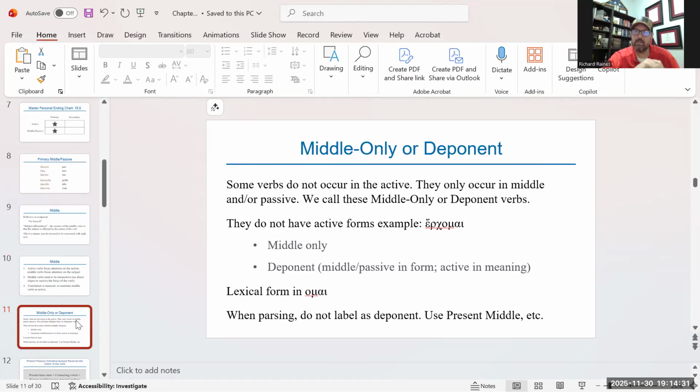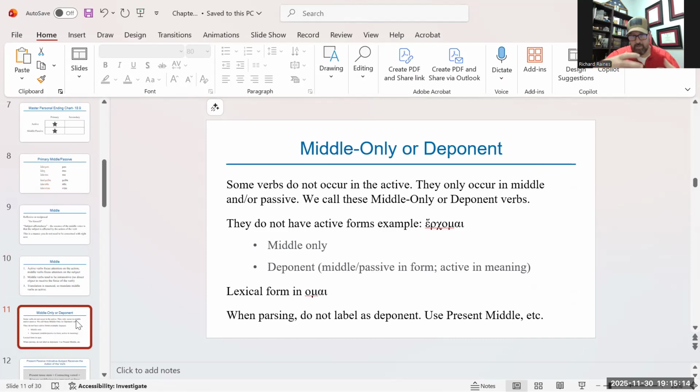When you are parsing a middle only or deponent, we'll just call it a deponent verb. When you're parsing a deponent verb, you don't have to tell me it's deponent. So if you're doing a parsing exercise and you see erchomai, you're going to parse it as present, middle or passive, indicative, first person singular from erchomai. You're not going to use the word deponent or middle only anywhere in there. You're just going to parse it. You're going to parse the lexical form as erchomai.